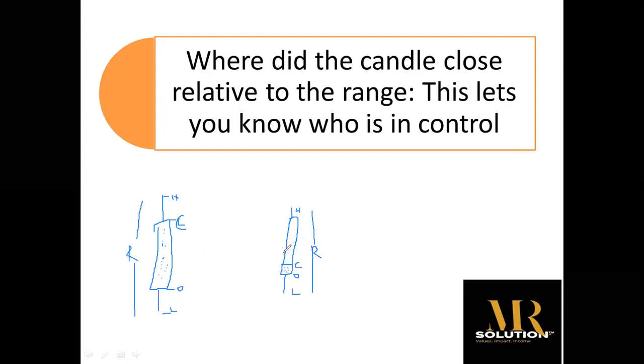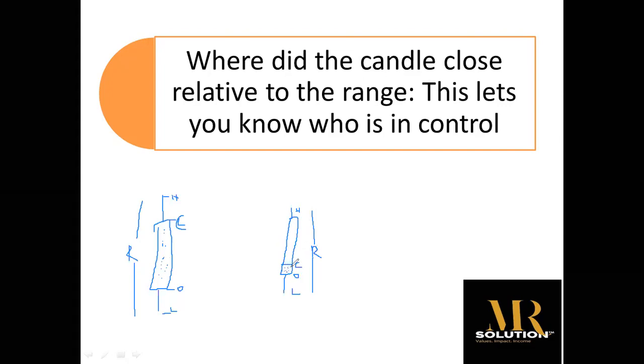So what this means is that in this one, bulls are in total control. But in this one, even though bulls are in control, the sellers are dominating. So you should be expecting that on the next candle that forms, the buyers are going to take absolute control.